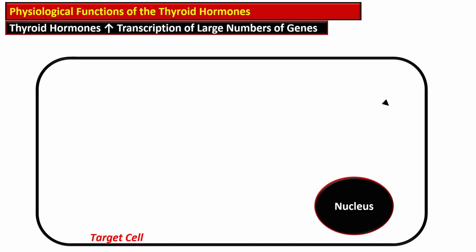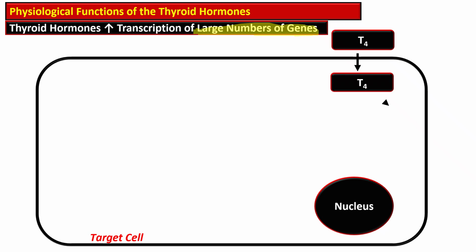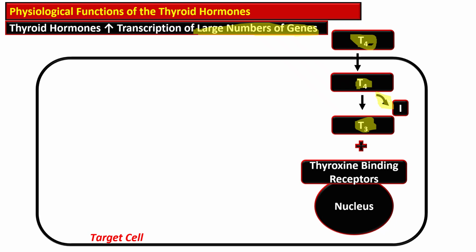Thyroid hormone increases the transcription of a large number of genes that results in increased cellular activity. The thyroid hormone, or thyroxine, goes inside the cell, and after the release of one iodine, most of it, about 90%, is converted into triiodothyronine, and this triiodothyronine then binds with the thyroid hormone receptor.